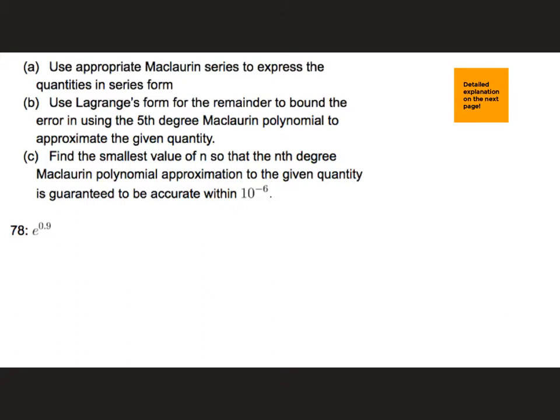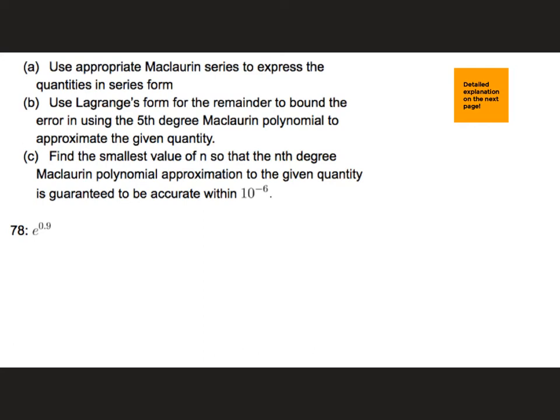All right, so let's try again. Use appropriate Maclaurin series to express the quantities in series form. Use Lagrange's form for the remainder to bound the error, and using a 5th degree Maclaurin polynomial to approximate the given quantity. Find the smallest value of n so the nth degree Maclaurin polynomial approximation to the given quantity is guaranteed to be within 10 to the negative 6.